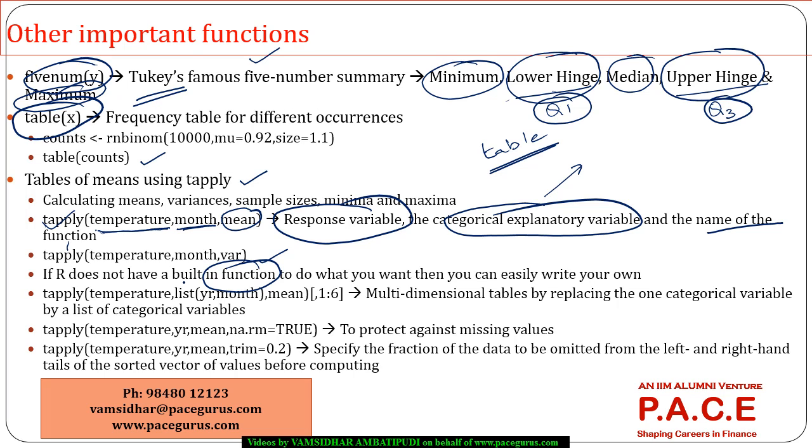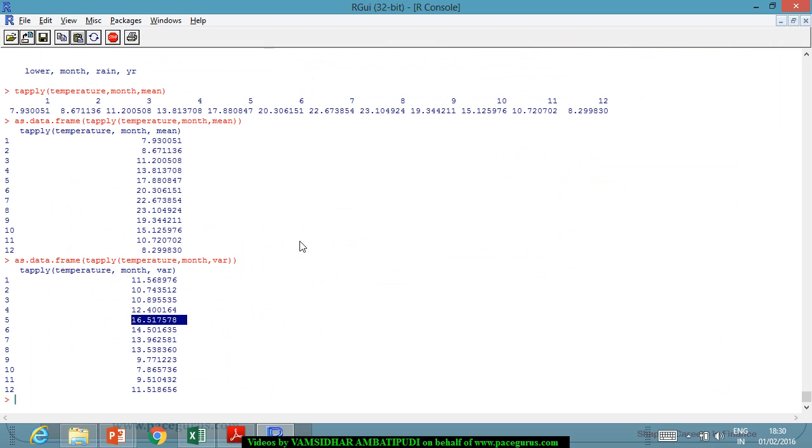Right? If R is not having some kind of a function and I require to do something on the top of it, probably let's say I want to do the mean and divide it by the variance. In that case, I can very well write my own function. Probably here in T-apply, now instead of mean, I'll write my own function of x. I'll explain the way of writing the function.